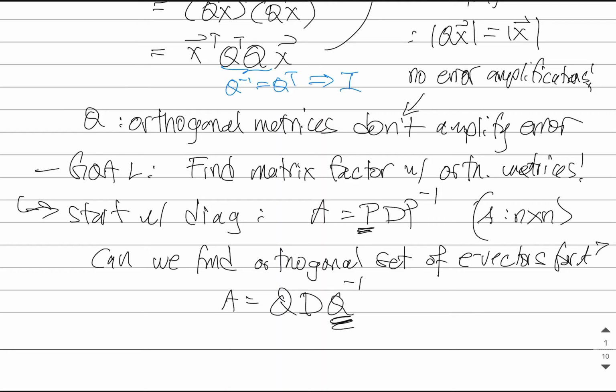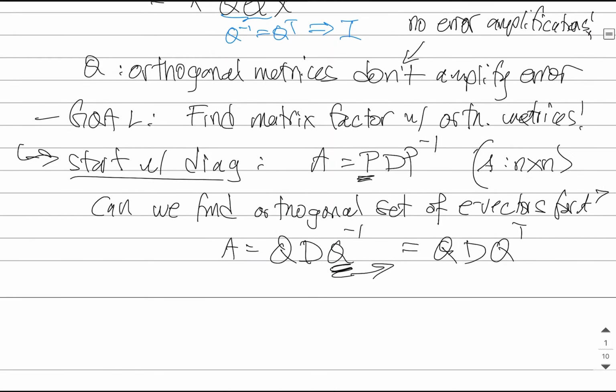But one of the other advantages of this is that, again, the inverse of an orthogonal matrix is just its transpose. So there's even less error involved there. You don't need to find the inverse. You don't want to waste computational effort finding it. All you do is transpose your matrix. So this is our goal. Can we find a matrix factorization with this? And we're going to call this an orthogonal diagonalization.